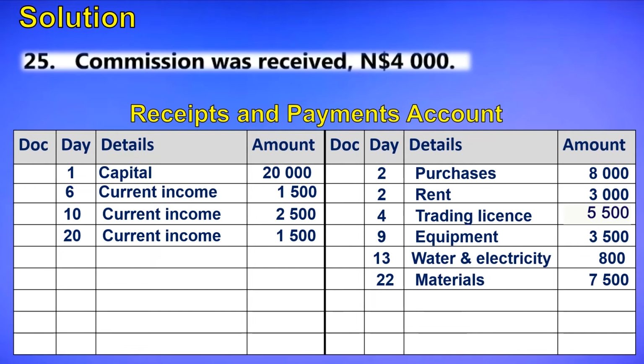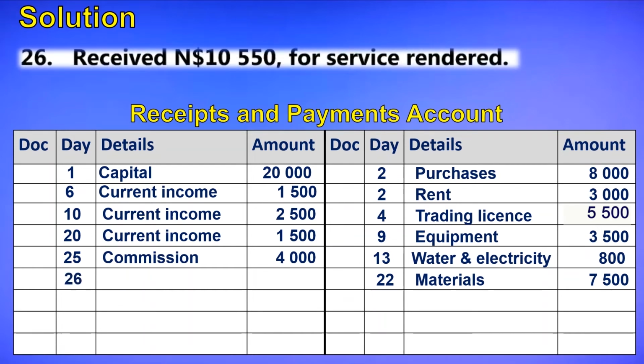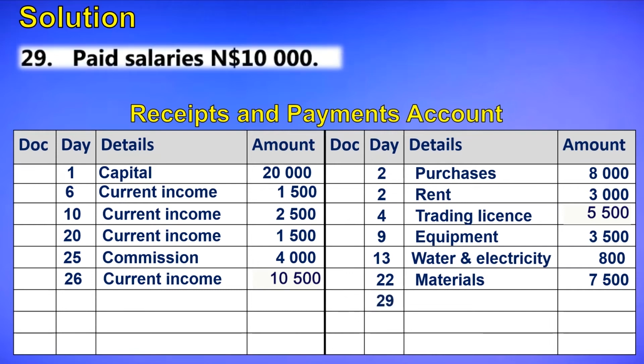On the 25th of April, the business received commission received. That's why in the details you see commission received, the date the 25th, and the amount is 4,000. On the 26th, the business received current income for the services rendered, amounting 10,500. And on the 29th of April, the business paid the salaries, that is worth 10,000.